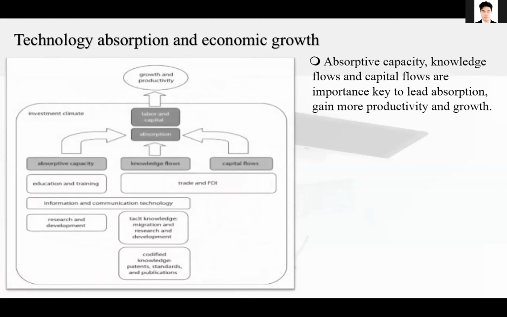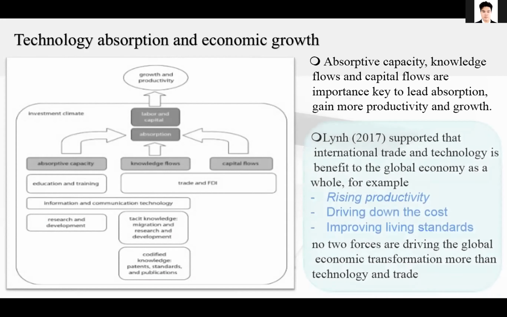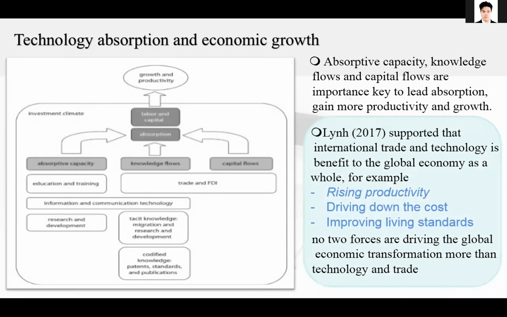Absorptive capability, knowledge flow and capital flow are important keys to technology absorption. They lead to more productivity and growth. Some statements say that international trade and technology benefit the global economy as a whole, for example rising productivity, driving down costs, or improving living standards. No two factors are driving the global economic transformation more than technology and trade.